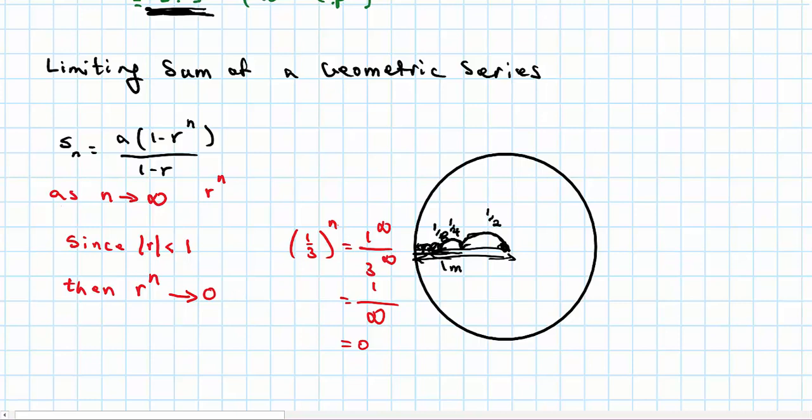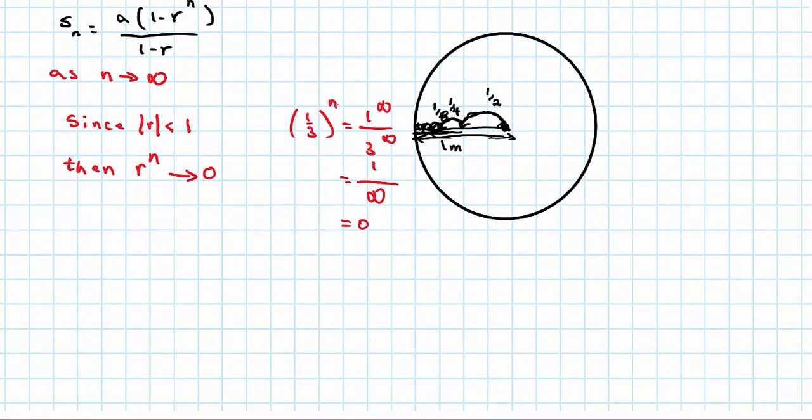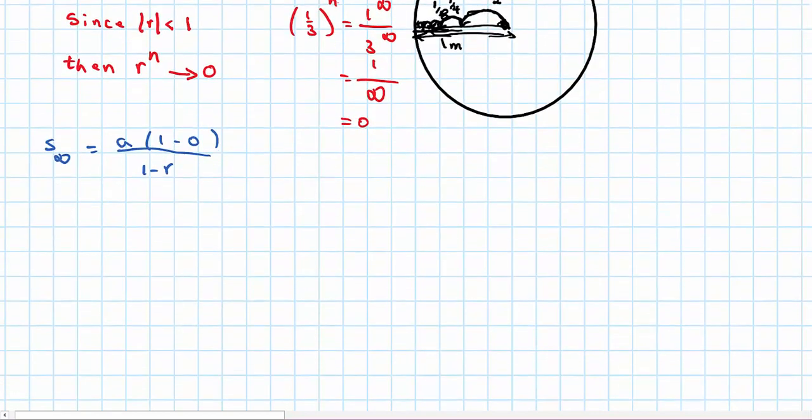So as n approaches infinity, since my ratio is less than 1, r to the n is going to approach 0. So my formula becomes S infinity equals a(1 minus 0) all over 1 minus r, or S infinity is equal to a over 1 minus r. And that's the formula for limiting sum.